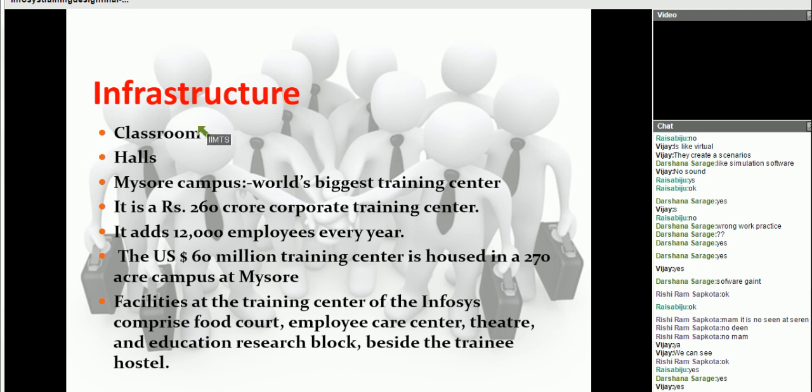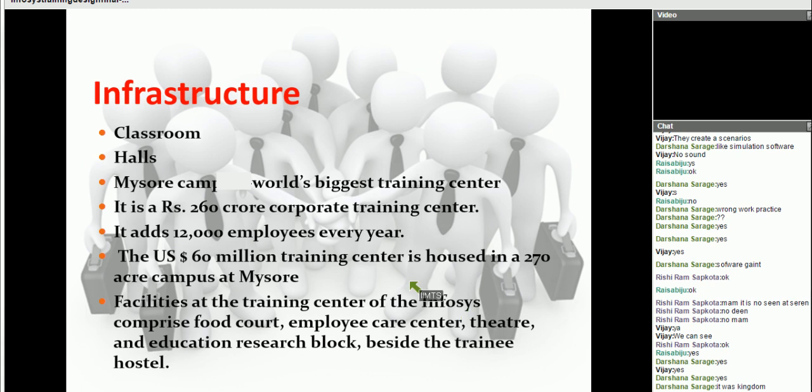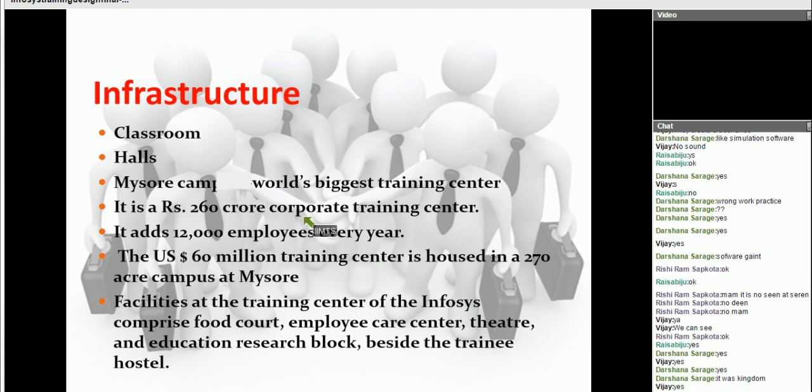So the infrastructure of the training is, it has got classroom halls and Mysore campus, world's biggest training center. Yes, it is in India only, and it is the biggest training center in India. All over the world. This campus is in Mysore. Mysore is a city in Karnataka. Have you heard about it? Mysore. It is famous for its Dashera. The Dashera celebration is very huge there. Yes, it was a kingdom. It was owned by Tipu Sultan, a famous king of his time.